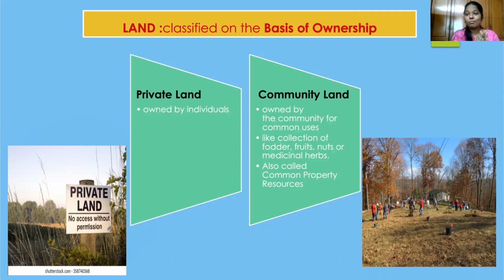But on the opposite side, we have community land, where a group of people, a community, use that land for different purposes, right? For the collection of fruits, fodder, or nuts. We can even say the park area is also a type of community land. So this type of land is also known as common property resources.